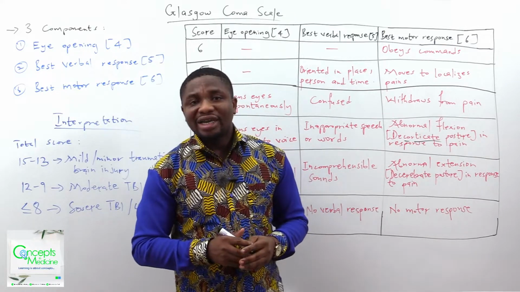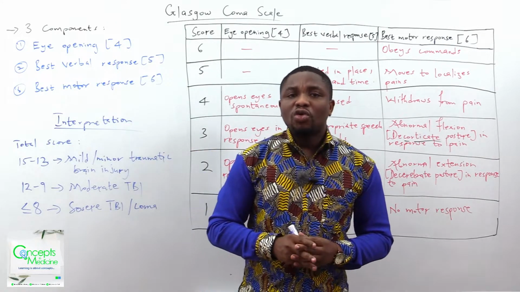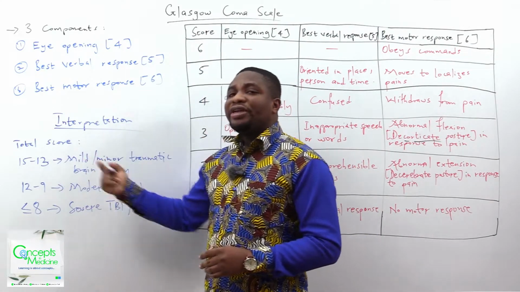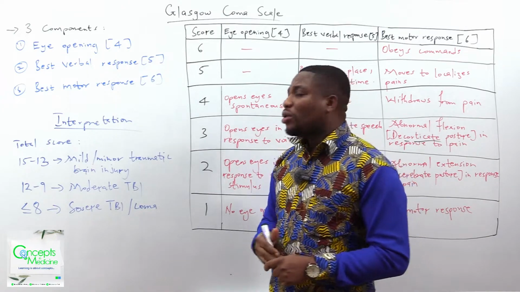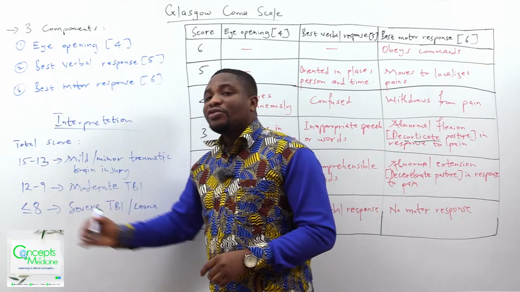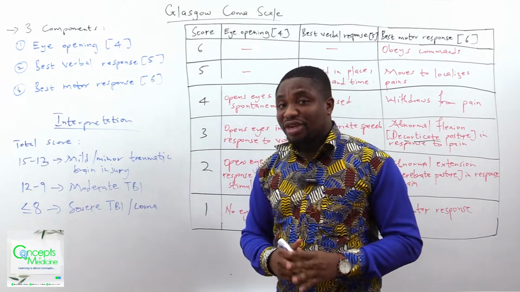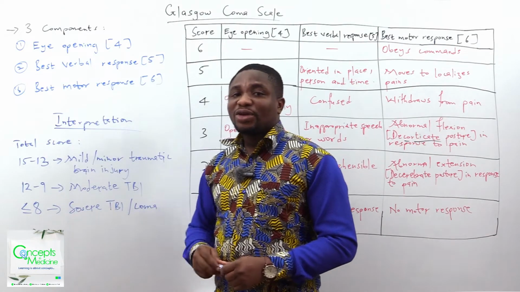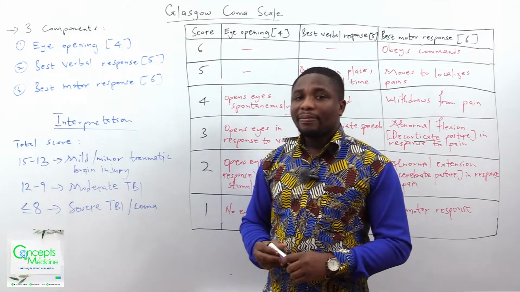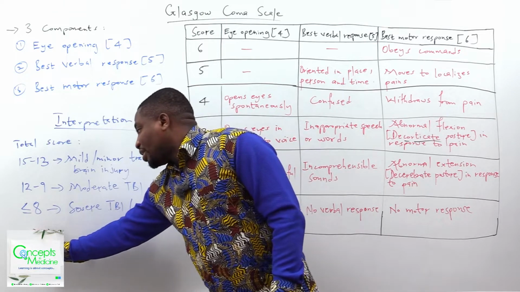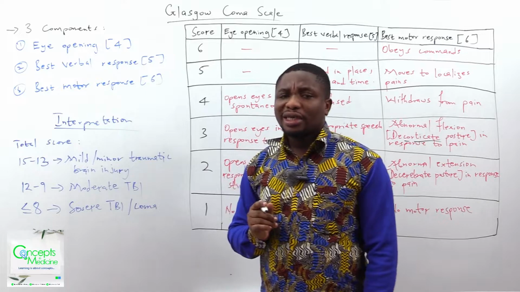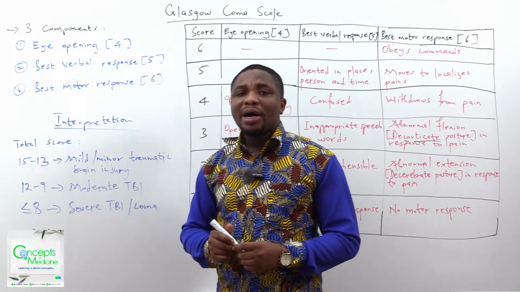Let's move ahead and look at the interpretation of the Glasgow Coma Scale score. For a total score of 15 to 13, we will interpret that as a mild or minor traumatic brain injury. And if you are talking about a score of 12 to 9, we are looking at moderate traumatic brain injury. If you have a score of less than or equal to 8, it connotes a severe traumatic brain injury or coma. But if you have a score of 3, that is the lowest you can ever obtain in a Glasgow Coma Scale. It refers to a deep coma.